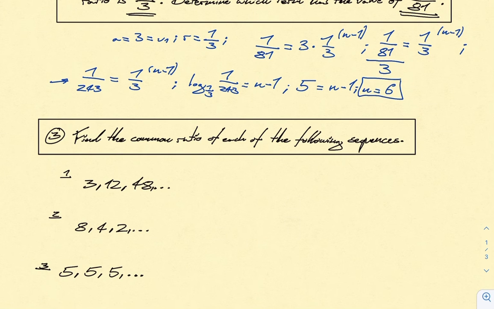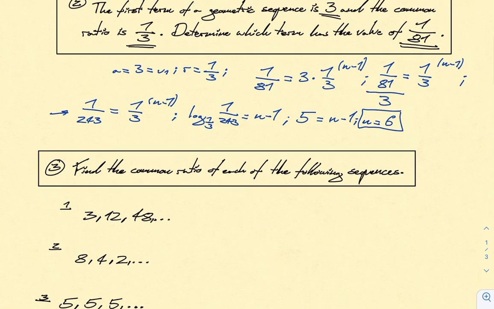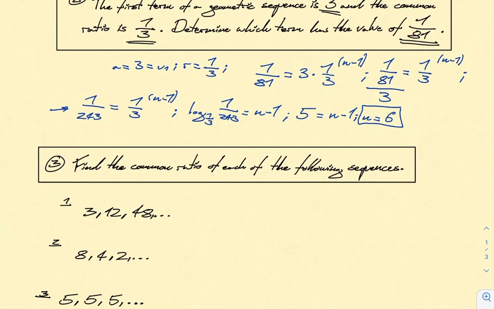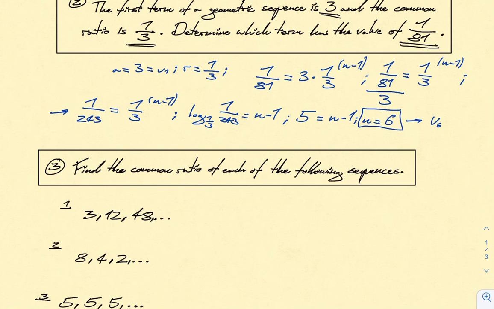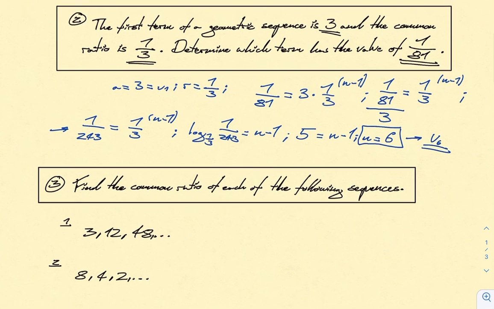And that's it. In case you have some problems with logarithms, just let us know in the comments and we will make sure to make a video on this topic. So n equals 6, and this is our term. We could say it's u6. This is the term that has a value of 1 over 81. This is what we just calculated. So exercise 2 is done.